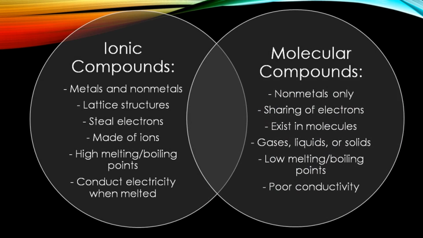Now, since we've been talking about different types of compounds, let's look at the difference between ionic and molecular compounds. First, let's start off with ionic compounds on the left. These compounds are made up of metals and nonmetals. They are organized in lattice structures. To form bonds, these atoms steal electrons due to attraction of opposite charges, hence they are composed of ions.